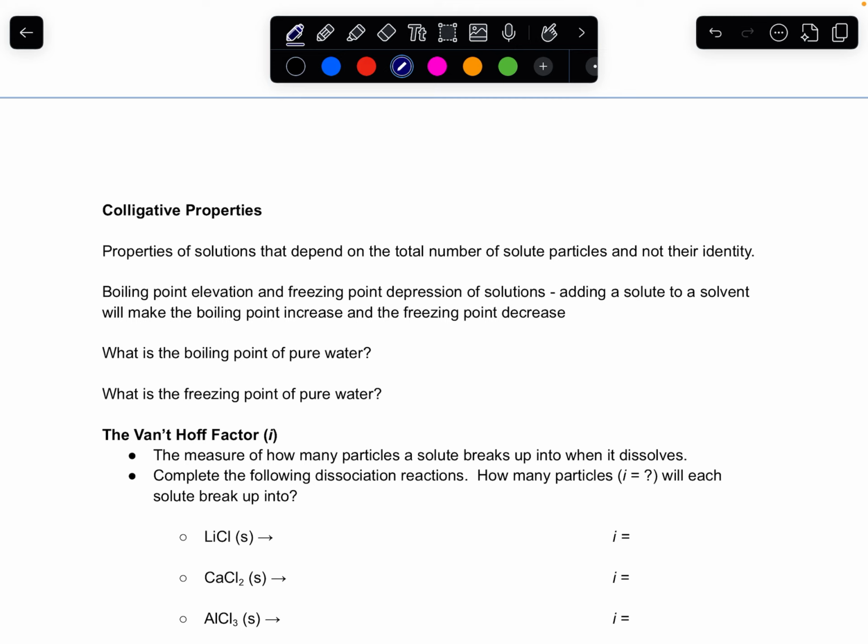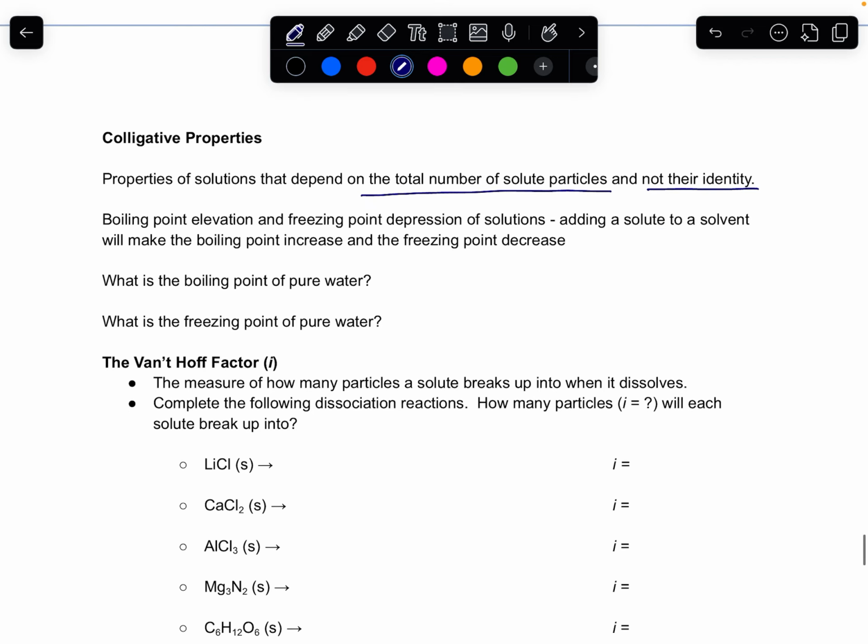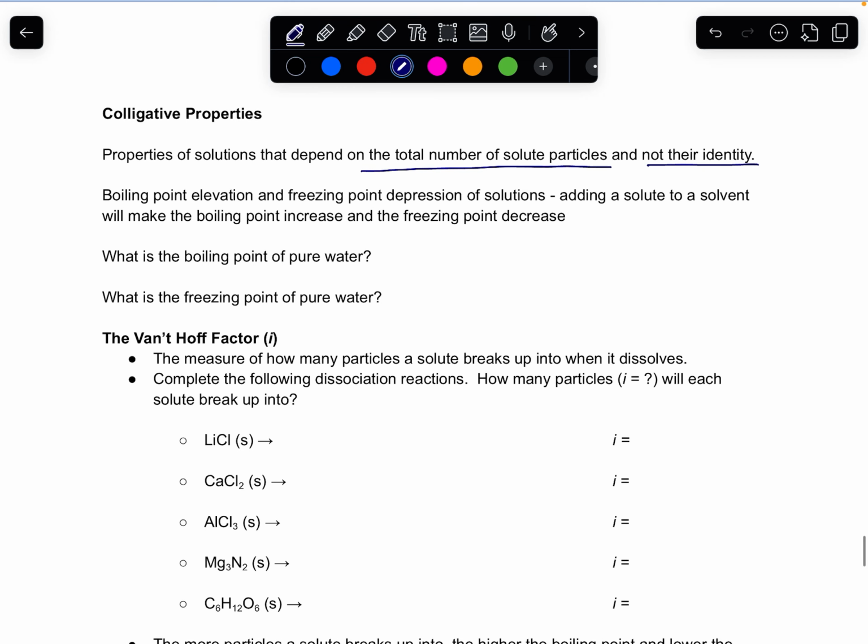We're going to be wrapping things up with our solutions unit. We're going to be talking a little bit about what we call colligative properties. A colligative property is a property of a solution that depends on the total number of solute particles, but not their identity. So it doesn't matter what the solute is that I'm dissolving in there. The only thing that matters is how many particles I'm dissolving in there. And I'll show you what I mean here in a little bit.